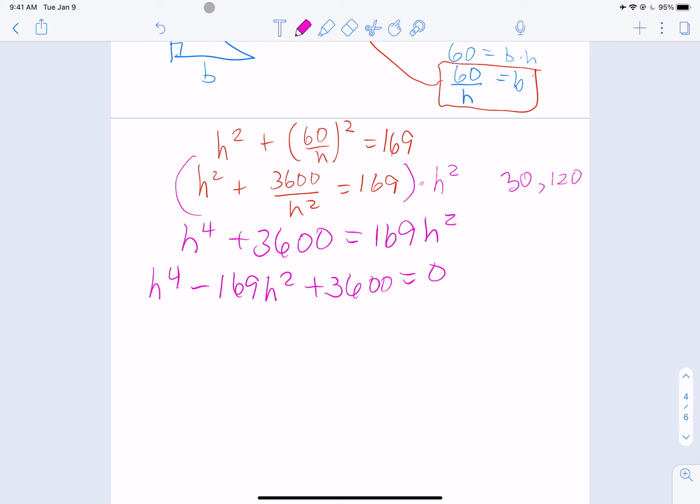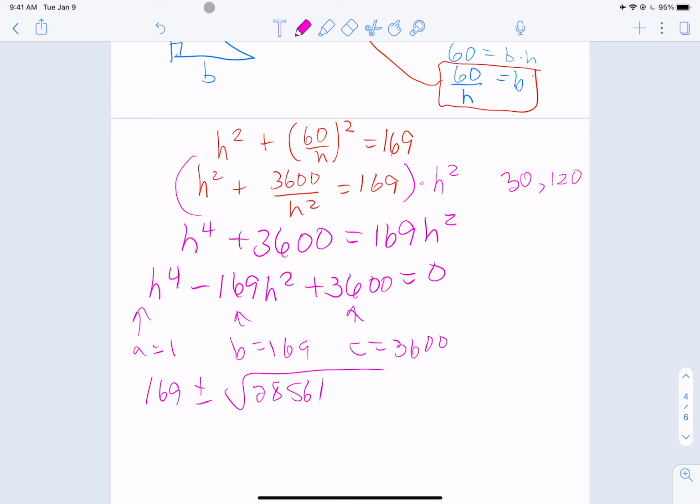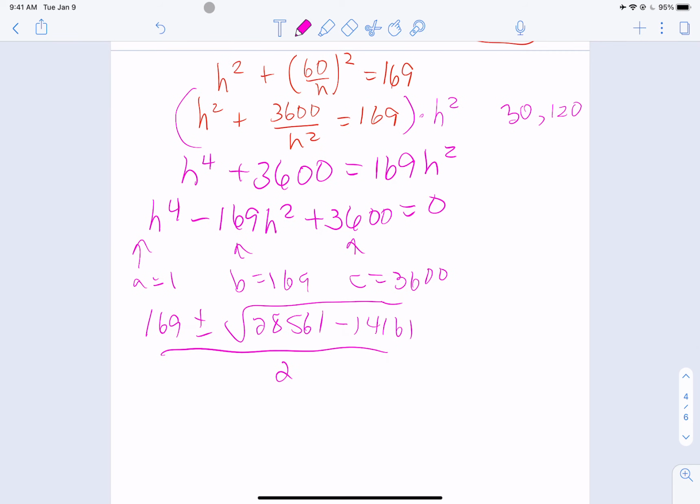Well, I'm jumping to the quadratic formula. Okay, so our A is 1, our B is 169, our C is 3600. So we get negative B plus or minus the square root of B squared, which is 28,561, minus 4 times A times C, which is minus 14,400, over 2A. And so let's do that. 28,561 minus 14,400 is, it does work out nice. I just must not see in my head where to factor that.